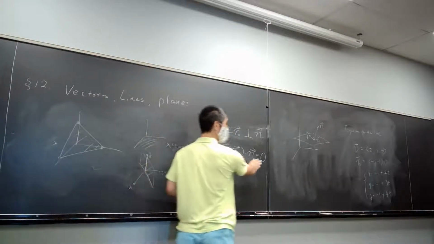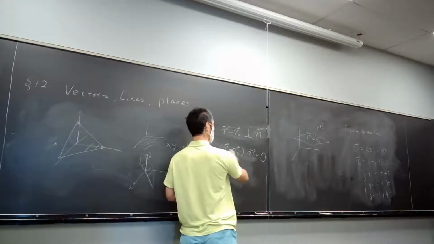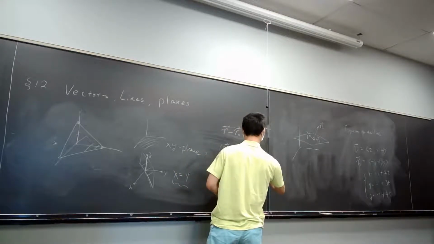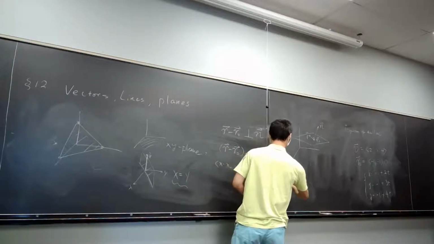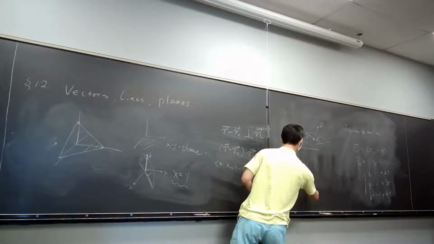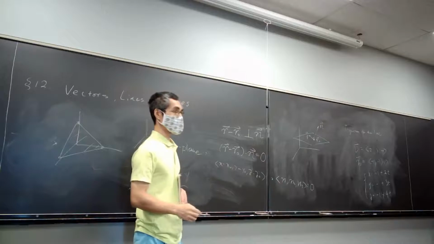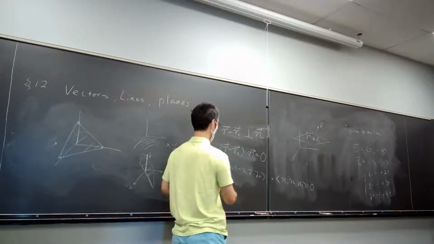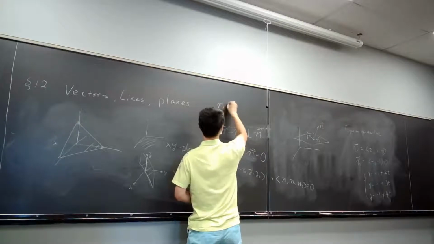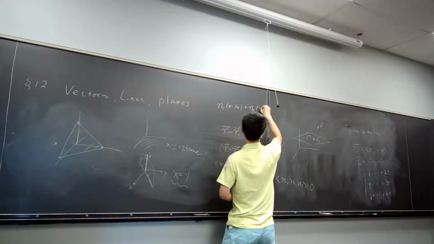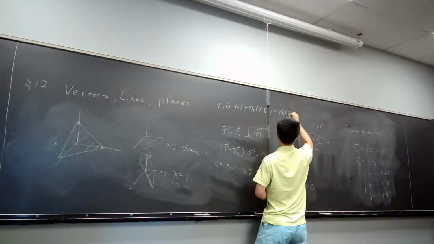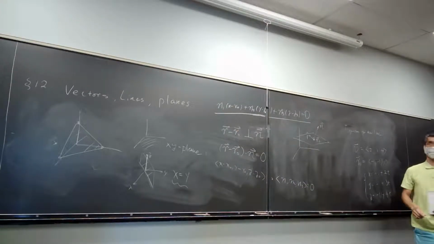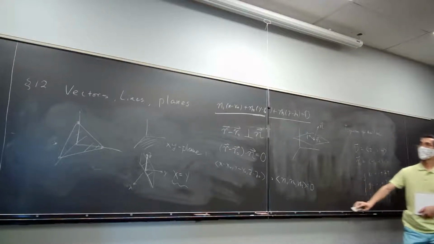Although it looks very concise, what it really means is the vector (x minus x naught, y minus y naught, z minus z naught) is orthogonal to n, which means if you multiply corresponding components and add together, you get 0. Right? So let me write it down more clearly. It means n1 times (x minus x naught) plus n2 times (y minus y naught) plus n3 times (z minus z naught) equals 0. So that's the equation for the plane.